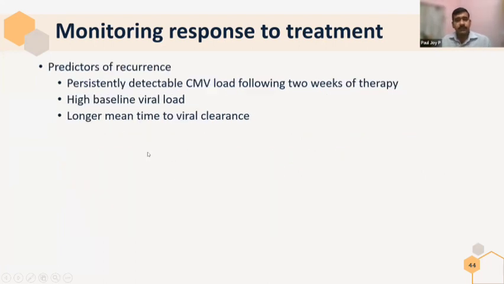There are certain predictors for recurrence: a persistently detectable CMV load following 2 weeks of therapy, a high baseline viral load, and a longer mean time to viral clearance. All these are predictors for a recurrence of CMV infection, and secondary prophylaxis can be considered in such patients.